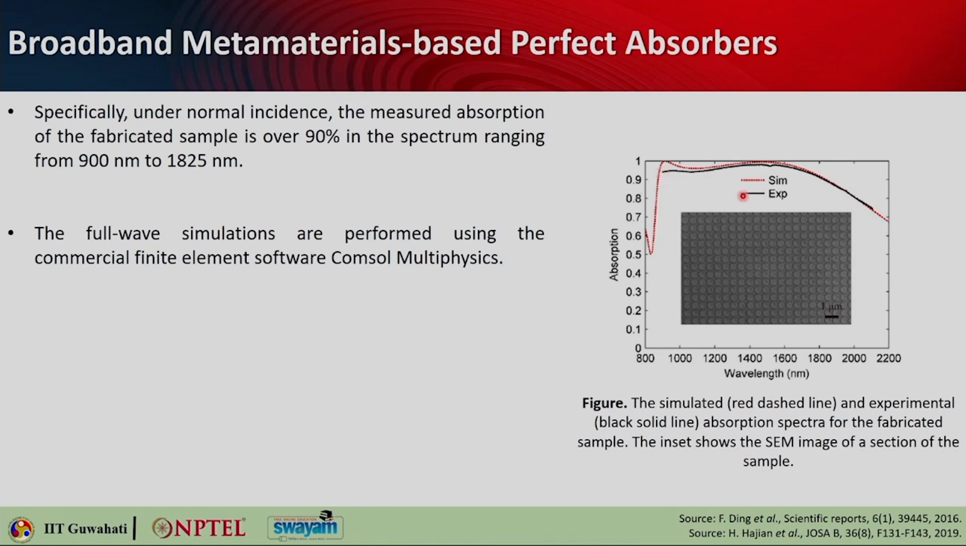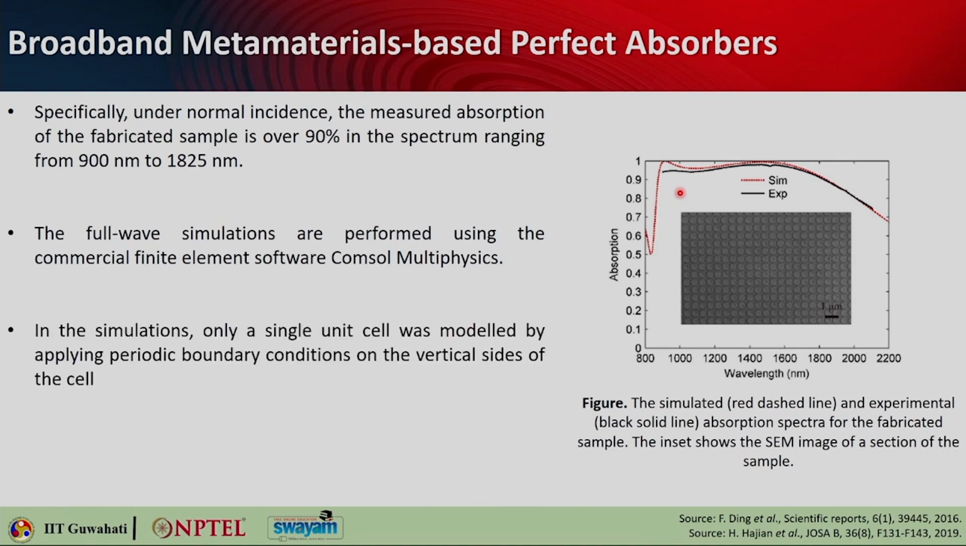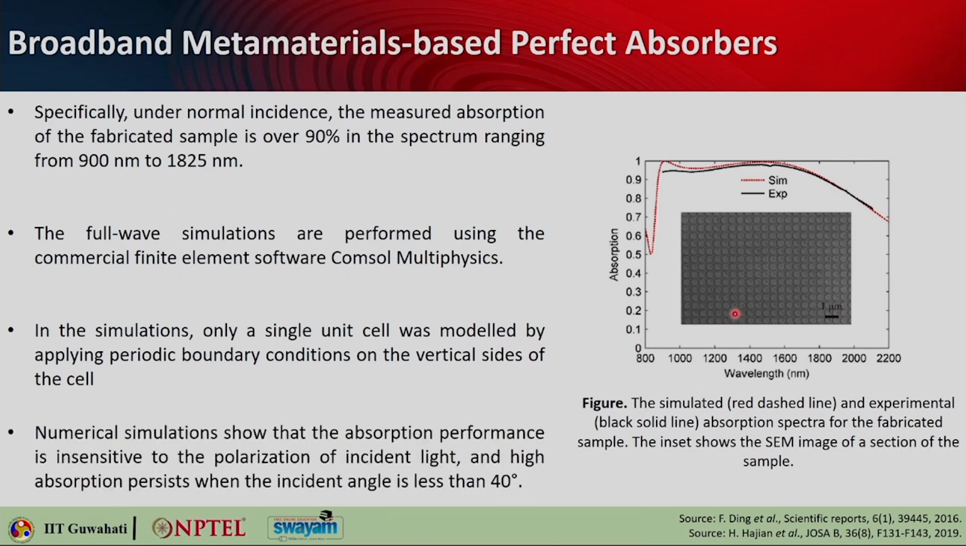Okay, so this is the experimental one, and when you do COMSOL multiphysics numerical simulation for the same structure, you also see a very similar result. In the simulation, you are basically considering a single unit cell which has periodic boundary conditions on both sides to repeat it in both x and y direction. Numerical simulation also shows that it is very close, and because the structure is symmetric along x and y, it will be independent of the polarization of the incident light, and you can get very high absorption when the incident angle is less than 40 degrees. Beyond that, there will be a drop in the absorption.